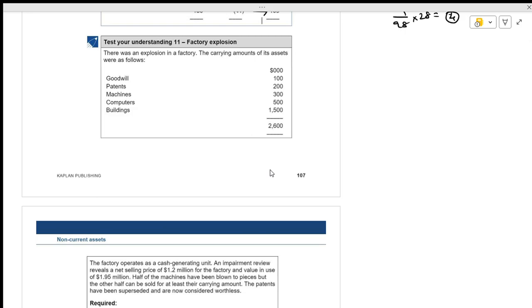Test your understanding. There is an explosion in the factory. The carrying amounts of its assets are 100, 200, 300, 500, and 1500. The factory operates as a cash generating unit.